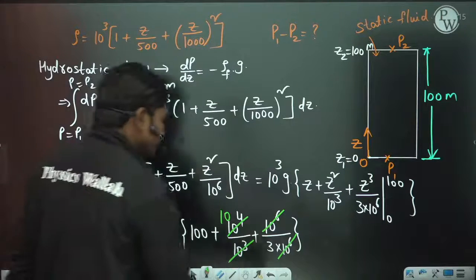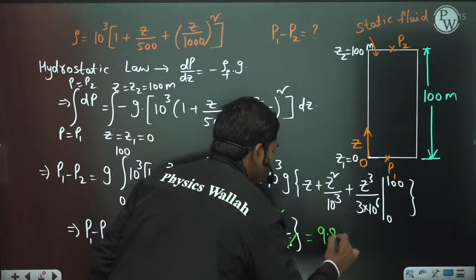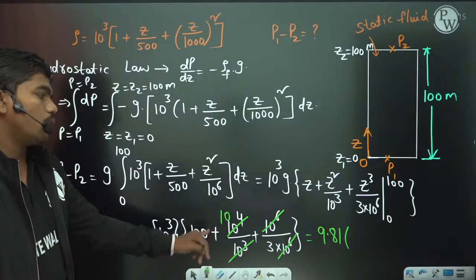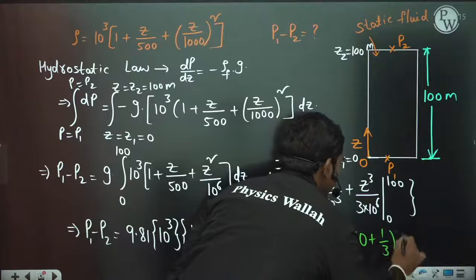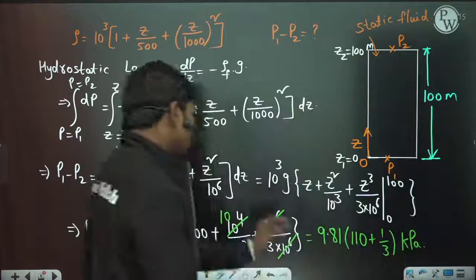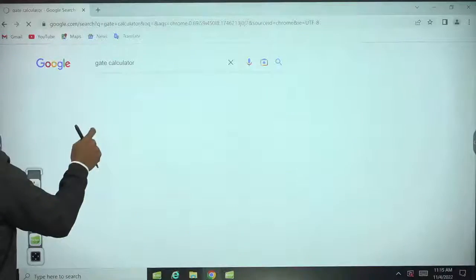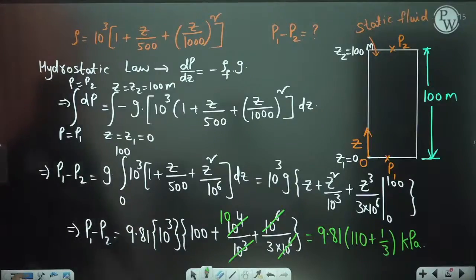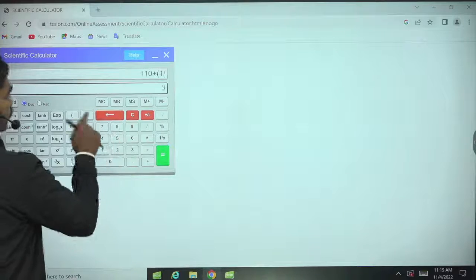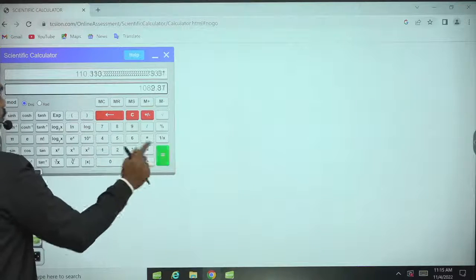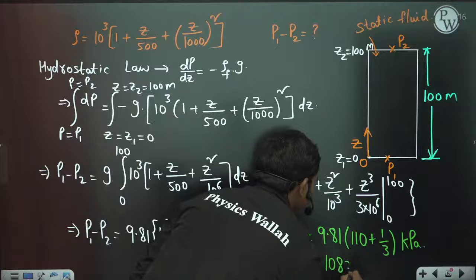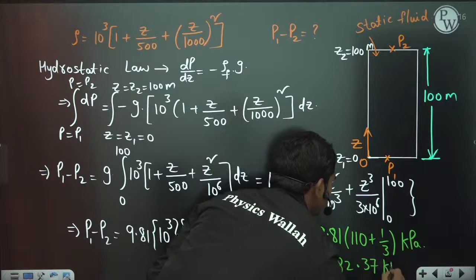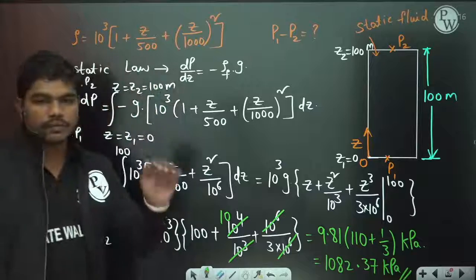Okay, so let us see, 9.81 into 100 plus 10, 110 plus 1 by 3. So 110 plus 1 by 3, these many kilopascals is what you have here. Let us simplify this relation. Let us take a virtual calculator and solve this. 110 plus 1 by 3, multiplied with 9.81, gives 1082.37. So 1082.37 kilopascals is the total pressure difference between P1 and P2.